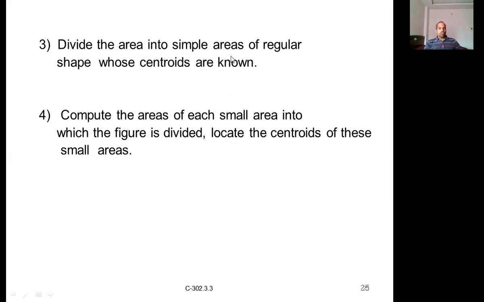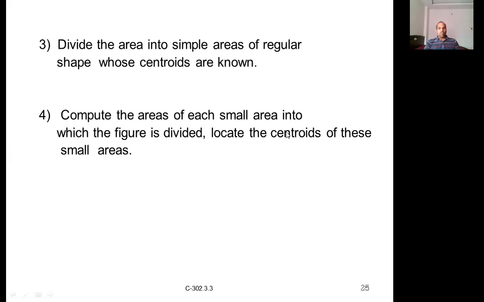Next, divide the area into simple areas of regular shape whose centroids are known. Just like we have discussed for the trapezium, first you divide that trapezium into one rectangle and two triangles. That's all. Now you go with your three parts, 1, 2, 3, and calculate a1 y1, a1 x1, and similarly a2 y2, a2 x2, and a3 y3, a3 x3, and calculate the total area, and then calculate x bar and y bar. That's what you have to do.